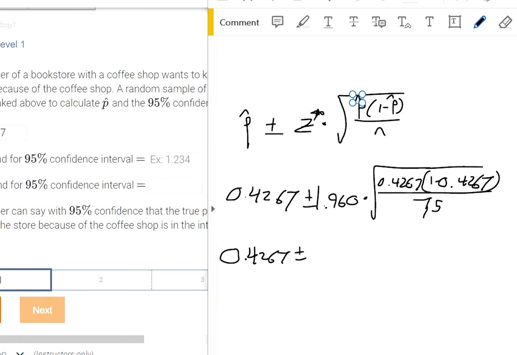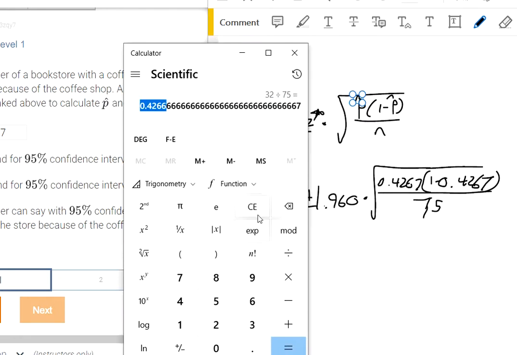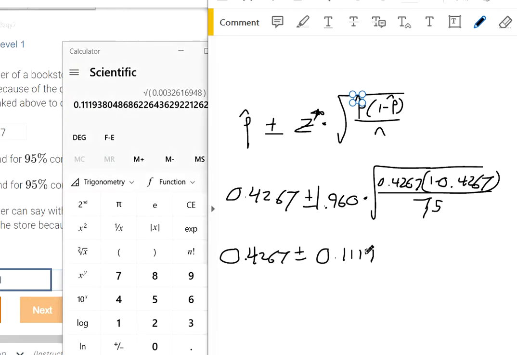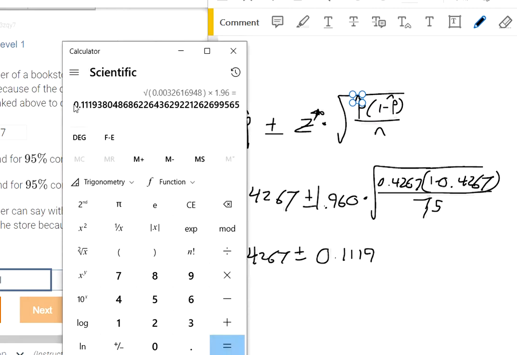Okay, so here we can use our calculator. You can do 1 minus 0.4267, do the parentheses first, multiply that to 0.4267, divide by the sample size, and then take a square root, and then multiply that result to the Z star that we had out front. So that's our margin of error, 0.1119. So that means we need to do it twice.